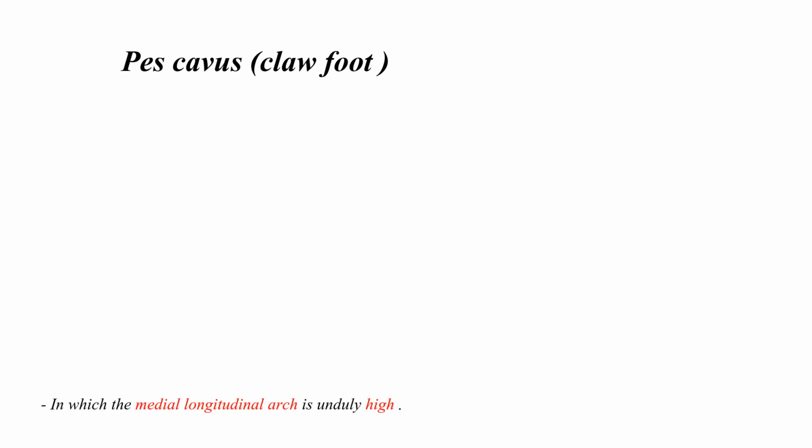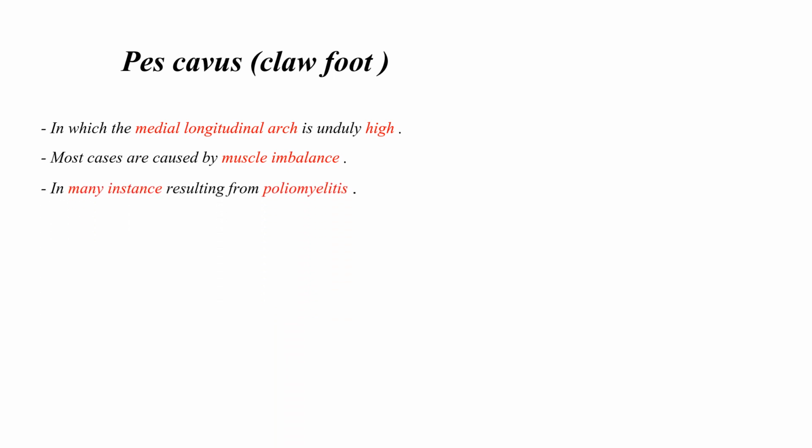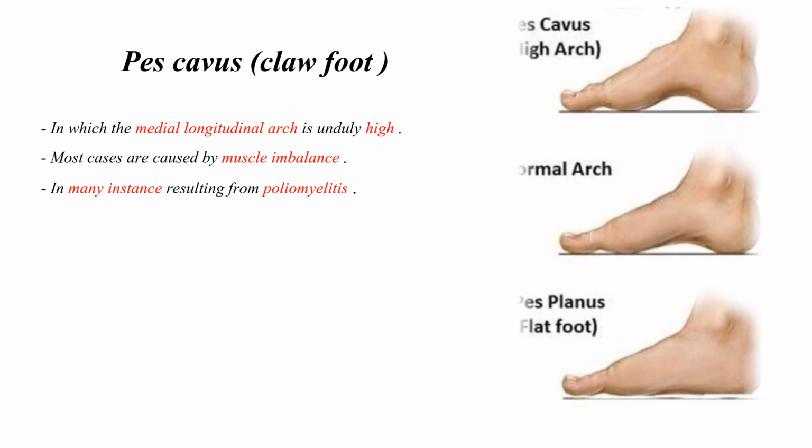Pes cavus or claw foot, in which the medial longitudinal arch is abnormally high. Most cases are caused by muscle imbalance. In many instances, pes cavus results from poliomyelitis. In the middle here, this is the normal medial longitudinal arch. In the lower part here, this is the flat foot due to collapsing of the medial longitudinal arch. In the upper part here, this is the pes cavus due to high medial longitudinal arch.